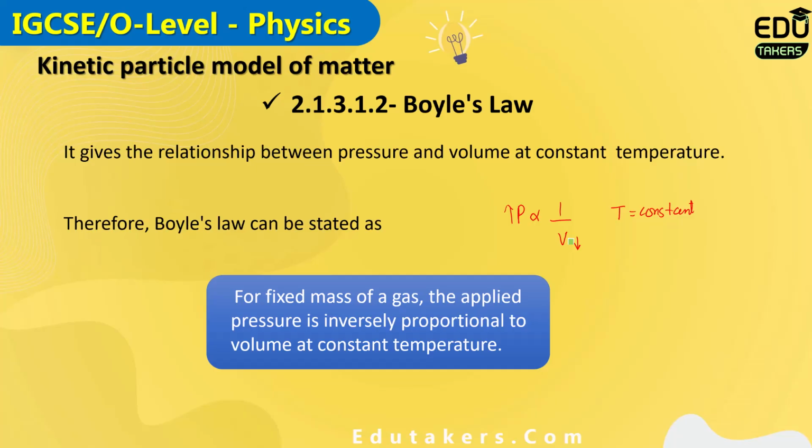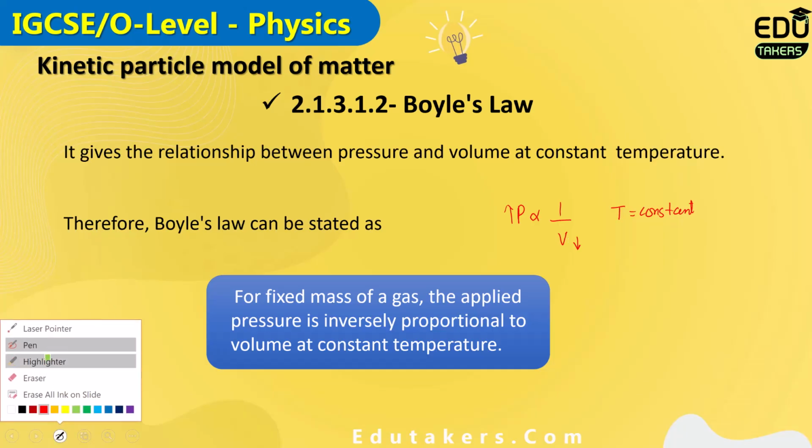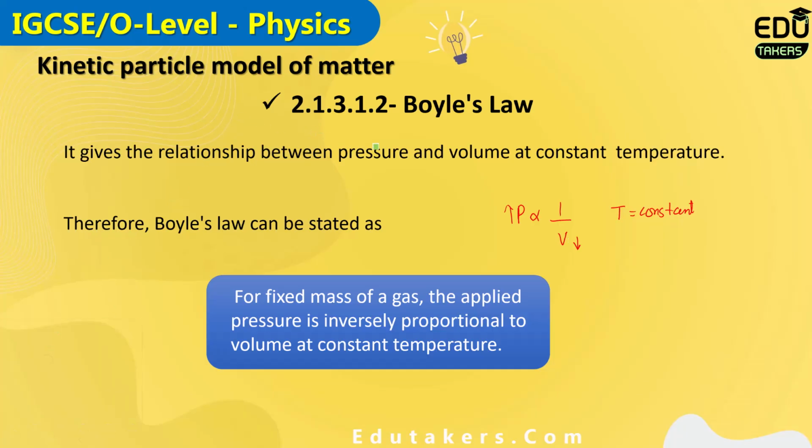At constant temperature for a fixed mass of gas, the pressure is inversely proportional to the volume. You can also see here, it gives the relationship between the pressure and the volume at constant temperature. Therefore, according to Boyle's law, for a fixed mass of gas, the applied pressure is inversely proportional to the volume at constant temperature. The temperature has to remain constant.